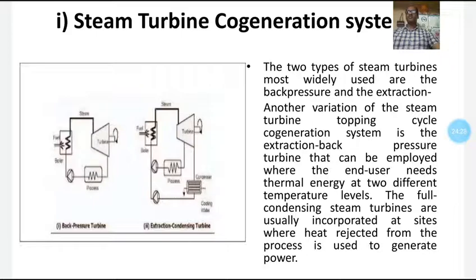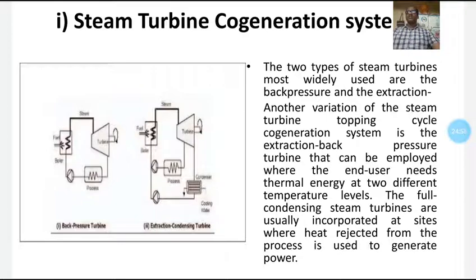Now, in this steam turbine topping cycle cogeneration system, it can be employed where the end user needs thermal energy at two different temperature levels. The full condensing steam turbines are usually incorporated at sites where heat rejected from the process is used to generate power.